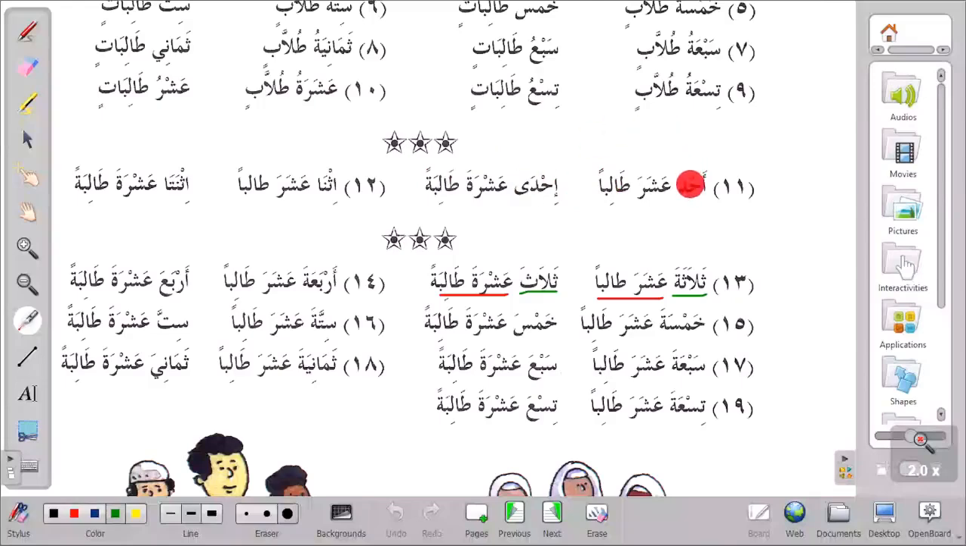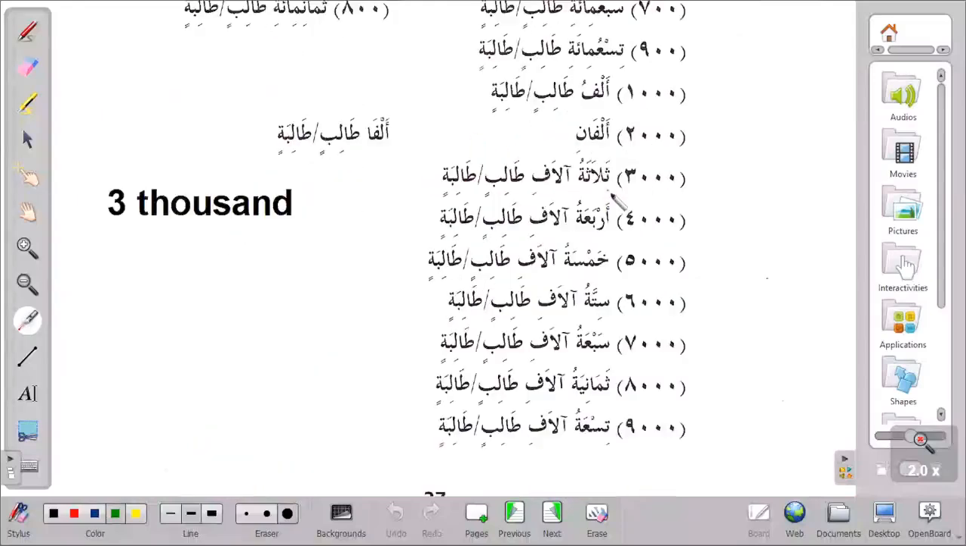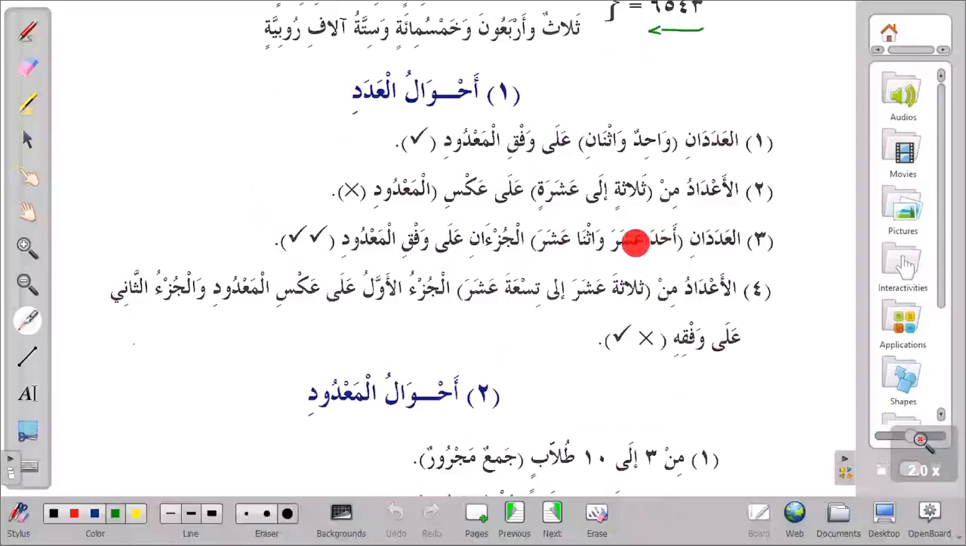Ihda is the feminine form. Asharata is a feminine form. Talibatan is the feminine form. So that's what he's saying. I hope that is clear. Okay, so ahada ashara, when we're counting 11 and 12, all the three words, ahada ashara taliban, should have the same gender.